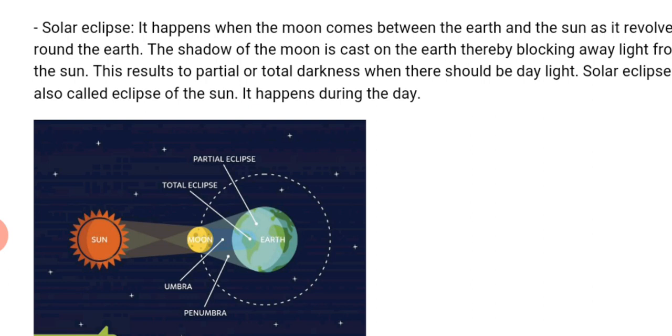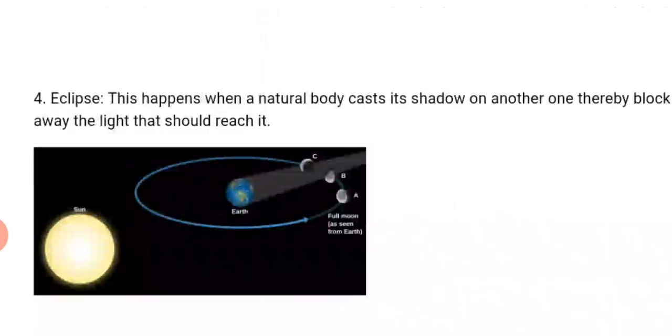With this, I believe if we are asked to give the types of eclipse, you'll be able to say that we have two types of eclipse, which are solar eclipse and the lunar eclipse. And if they ask us what causes eclipse, it is caused when a natural body casts its shadow on another one, thereby blocking away the light from reaching the other body. With this, we come to the end of today's lesson.